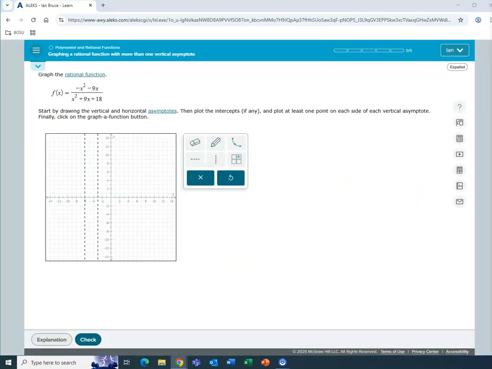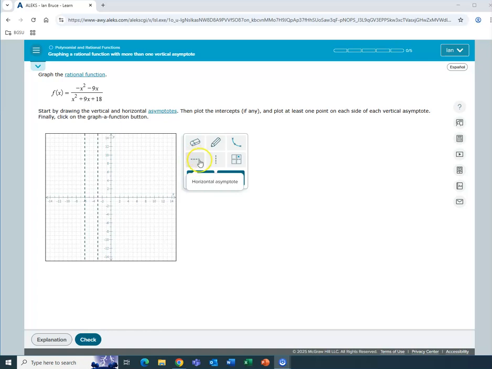Now that we have identified and plotted our vertical asymptotes, we are now going to do the same but for horizontal. So identifying the horizontal asymptote, we do that by comparing the degrees of the numerator and the denominator, and we can see both degrees right here are 2. So the horizontal asymptote is going to be y = -1.